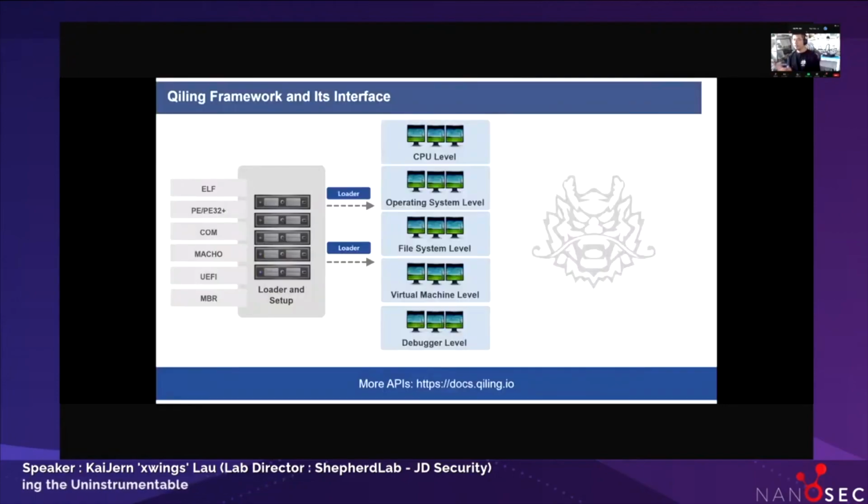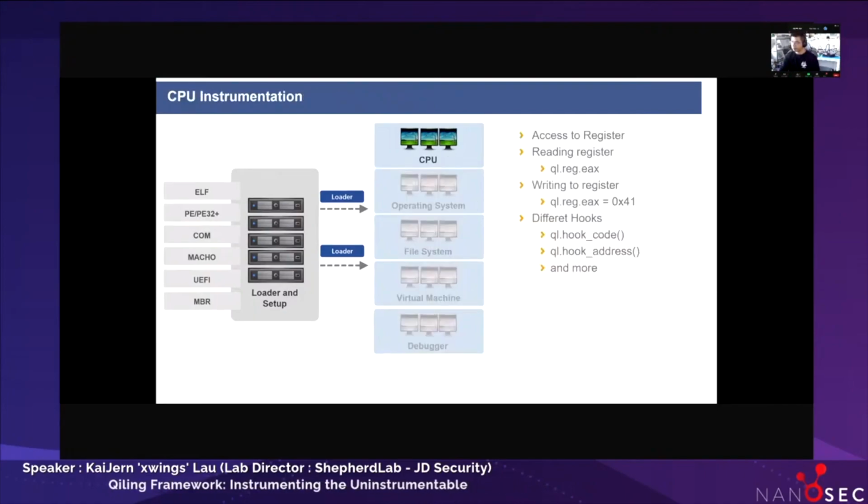So this is the API. What do we have inside Qiling's API? We split it into the CPU level, operating system level, file system level, virtual machine level, and debugger level. After we load in the file, either an ELF file, an MBR file, or a DOS .com file, that is where all these things start to kick in, and that is where you can do your instrumentation.